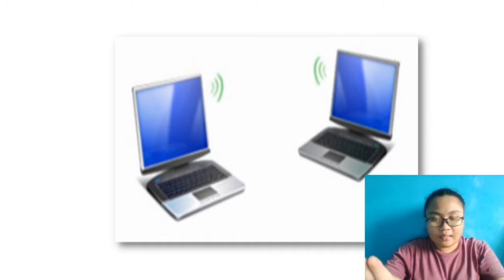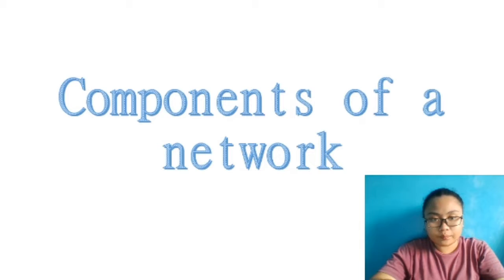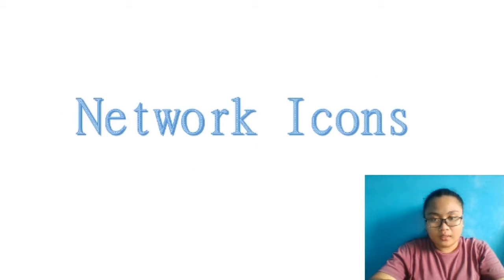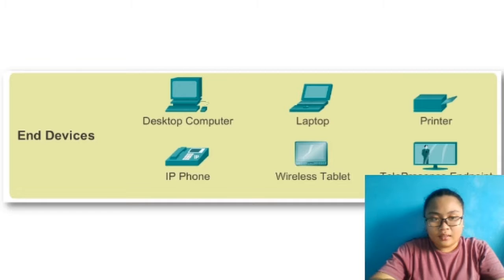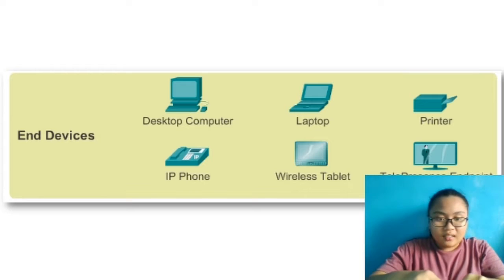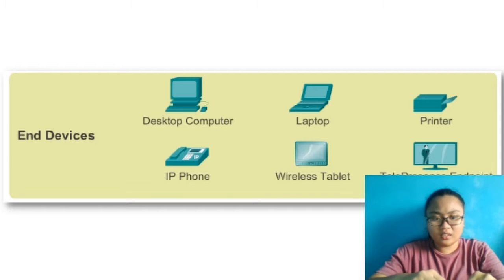This image is the example of a peer-to-peer network. Components of a network. Network icons. End devices. These are examples of end devices, which are desktop computer, laptop, printer, IP phone, wireless tablet, and TelePresence endpoint. The network devices that people are most familiar with are called end devices. These devices form the interface between the human network and the underlying communication network.